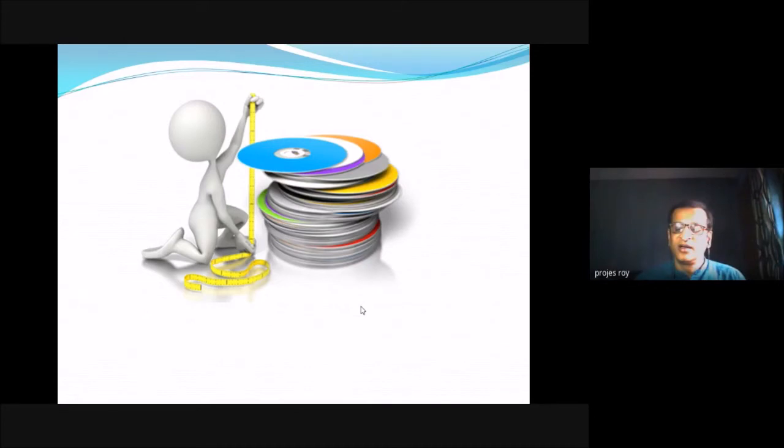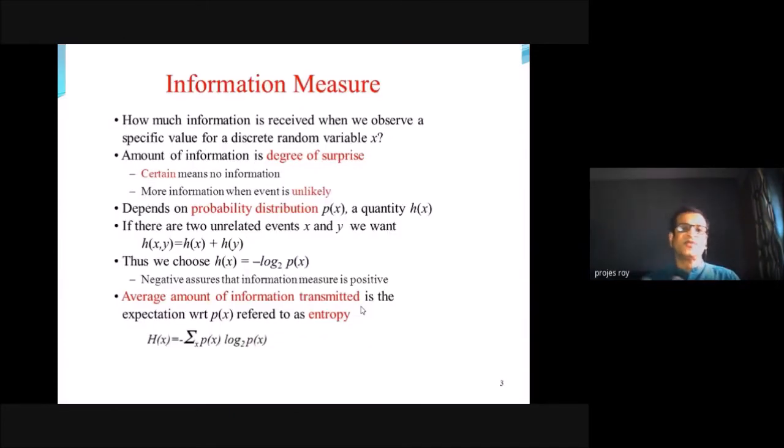Here we can see the information measure: how much information is received when we observe a specific value of a discrete random variable x. The amount of information is the degree of surprise. Certain means no information. More information when the event is unlikely. It depends on the probability distribution p(x), a quantity h(x). If there are two unrelated events, x and y, we want h(x, y) to be equal to h(x) plus h(y). Thus we choose h(x) equal to minus log 2 p(x). The negative sign ensures that the information measure is positive.